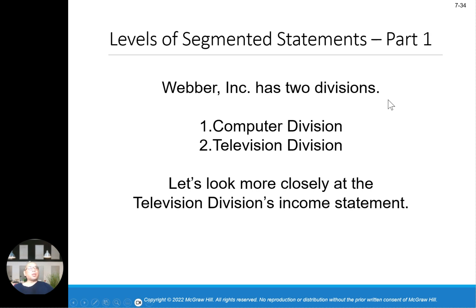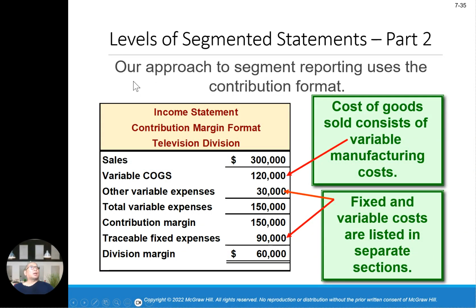The company has two divisions. Example, computer division, television division. Look more closely at the television division income statement. So we're going to look at this statement. Okay, this is for the television division. Sales 300,000, CGS 120, other variable expense 30, total 150, contribution 150, traceable fixed cost 90, division margin 60. So CGS consists of variable manufacturing costs, and fixed costs consist of other fixed and variable costs that are listed in a separate function. There you go.